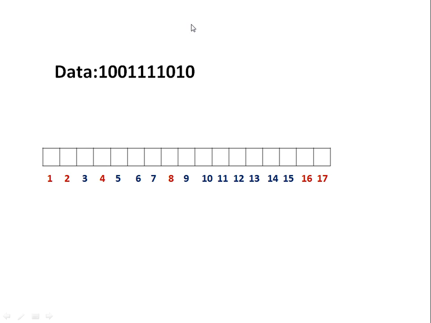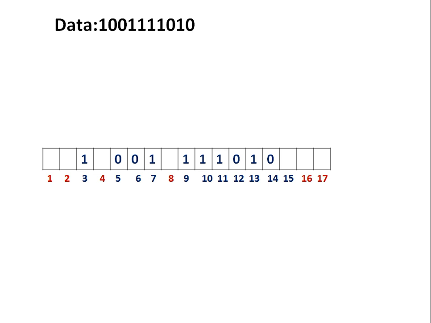Here we have our data, and these numbers show the positions. Parity bits will be added at 1, 2, 4, 8, 16, 32 and so on, and at the remaining positions data will be inserted. So for this data, the first bit is inserted at position 3, the second bit at 5, the third at 6, the fourth at 9 and so on.